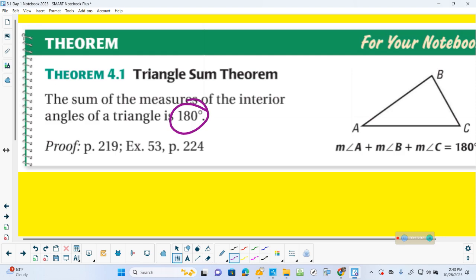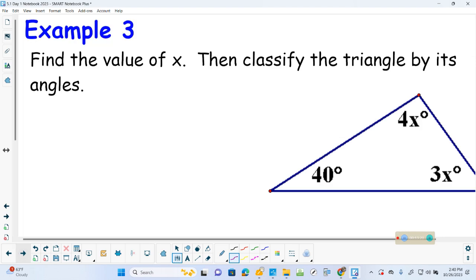So all 3 interior angles always total to 180 degrees. So make sure you get that 180 filled in on the blank, under triangle sum theorem. Okay, find the value of x, then classify it. So let's first find the value of x, then we'll get into the classifying. Now again, all 3 angles, the 40, my 4x, it doesn't matter which angle you started with, I just started with the bottom left because I felt like it, and then my 3x, they should all total 180 degrees.